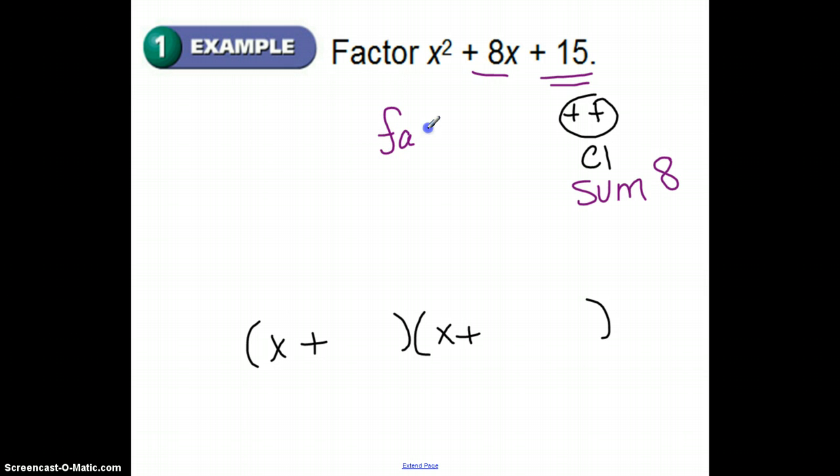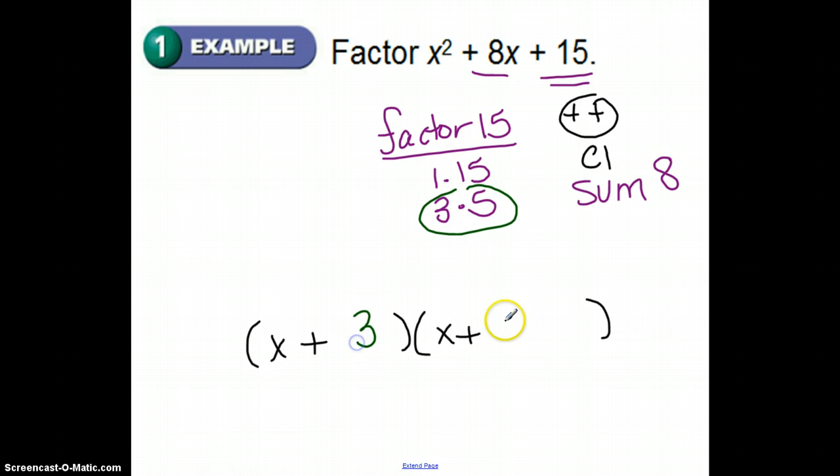So I have to factor 15, which is 1 and 15, and 3 and 5. If I'm trying to go through this and find the one that's going to give me a sum of 8, I would choose 3 and 5. So 3 and 5 are going to go in these spots.